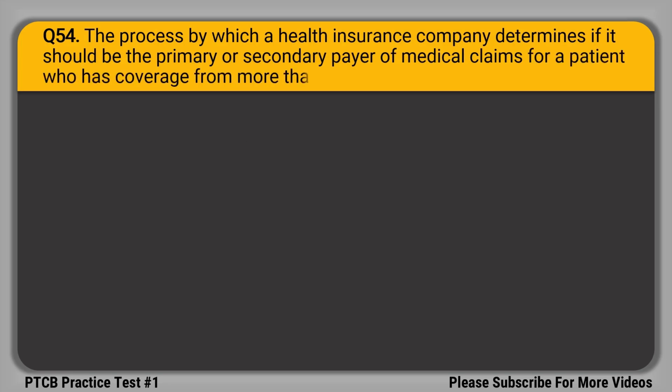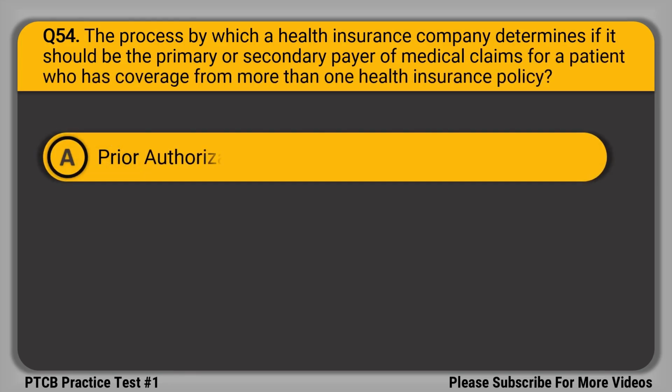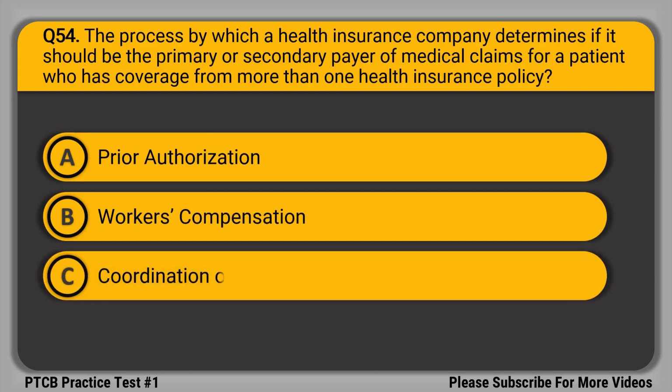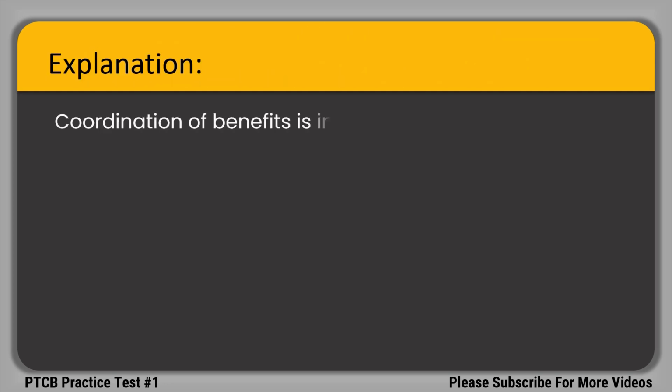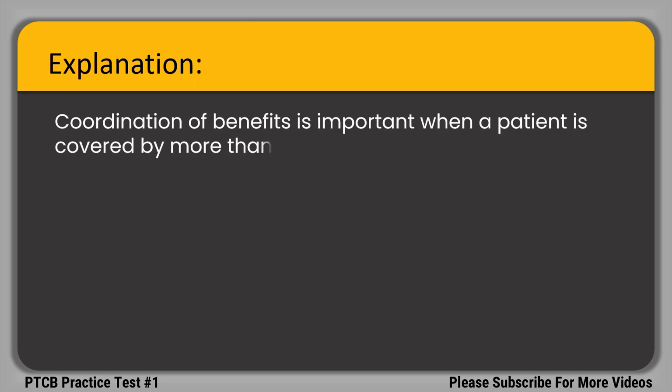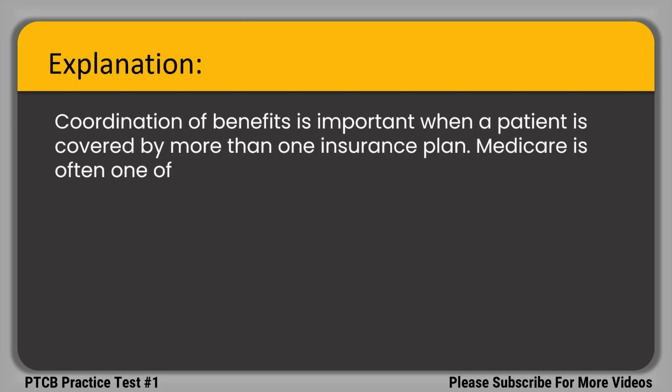Question 54. The process by which a health insurance company determines if it should be the primary or secondary payer of medical claims for a patient who has coverage from more than one health insurance policy. A. Prior authorization. B. Workers' compensation. C. Coordination of benefits. D. Pharmacy claim transmittal. C. Coordination of benefits. Coordination of benefits is important when a patient is covered by more than one insurance plan. Medicare is often one of the plans involved with COB.